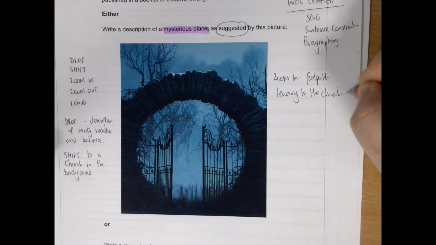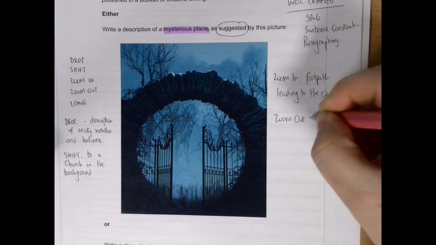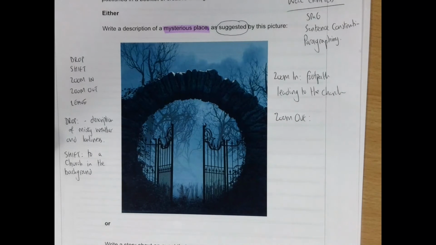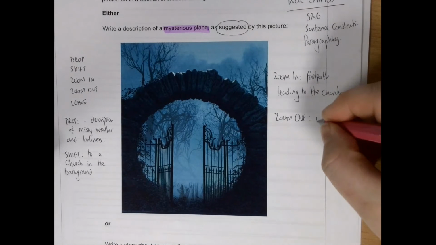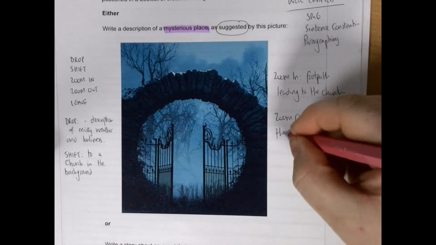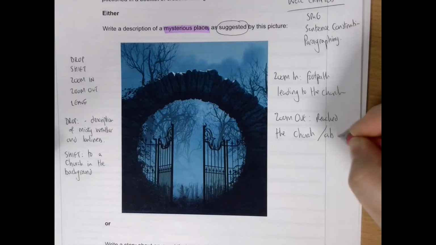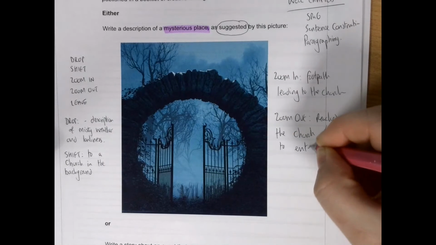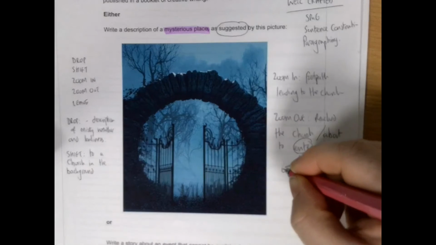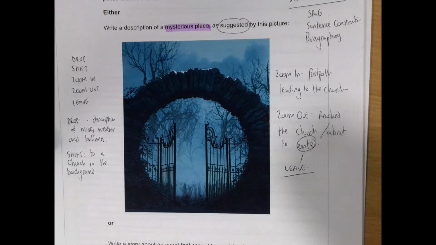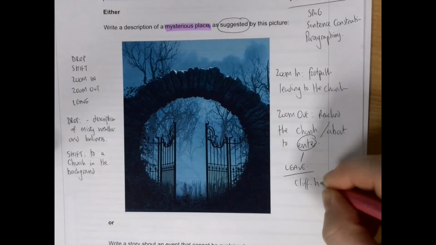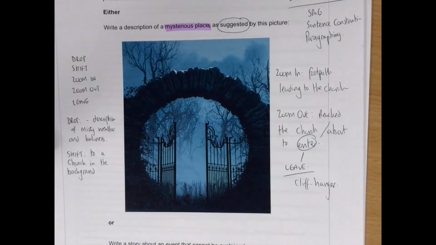And I'm going to consider how it's overgrown, how it's looking. Then, when I'm being asked to zoom out, I'm going to return to that bigger picture. So when I zoom out, it's because I'm going to reach the church, perhaps about to enter. And it's at that point, this idea of entering, that I'm going to leave. Okay, and I'm going to try and give a bit of a cliffhanger. I want my readers to be really curious as to what is inside of this building.